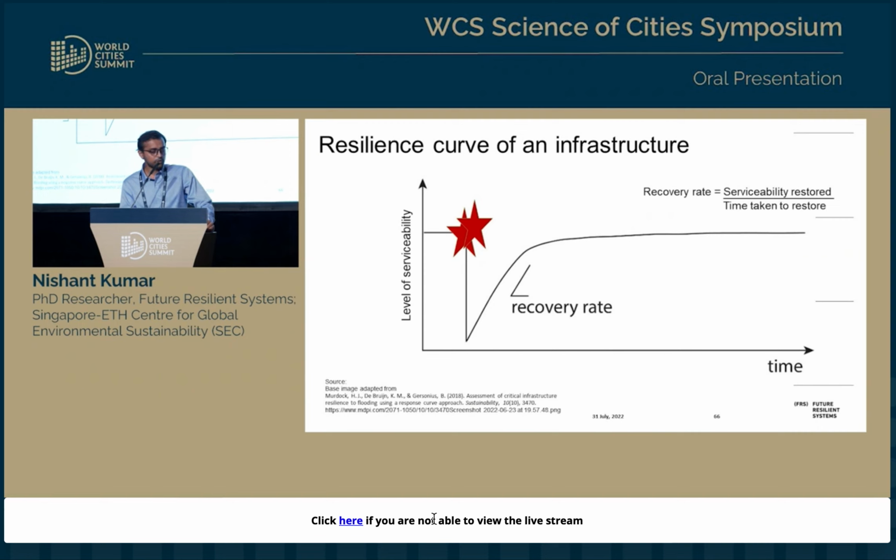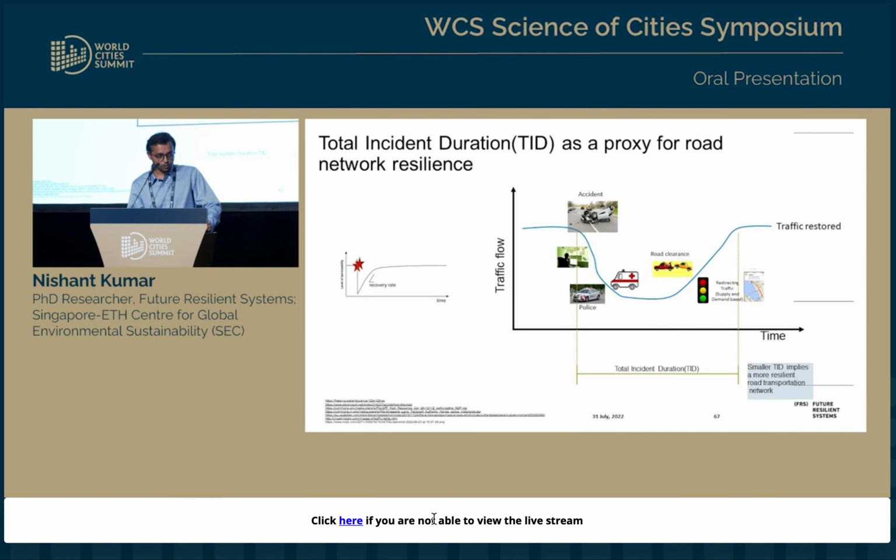Here I have a typical resilience curve of an infrastructure. There is a disruption, and then there is a loss of serviceability, and over time this recovers. We are interested in improving the recovery rate of the system, and a system is more resilient if it can recover faster. On similar lines, a traffic accident presents us with a similar kind of curve.